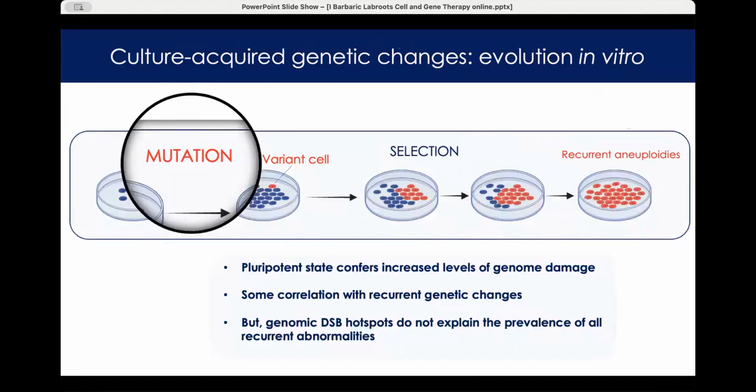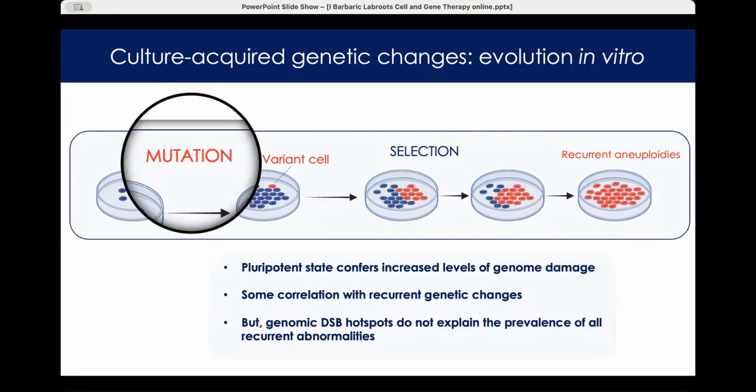So overall, what this work has shown us is that, first of all, pluripotent state confers increased levels of genome damage, and we think this could be due to their specific cell cycle architecture, because these cells are cycling faster than their differentiated counterparts.